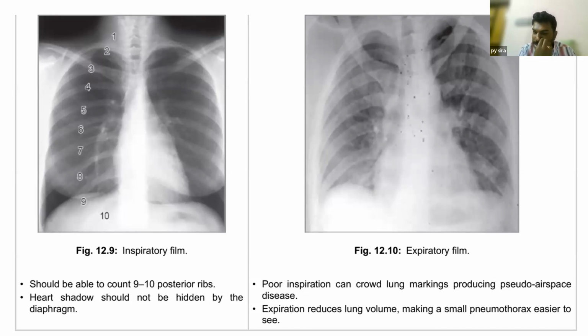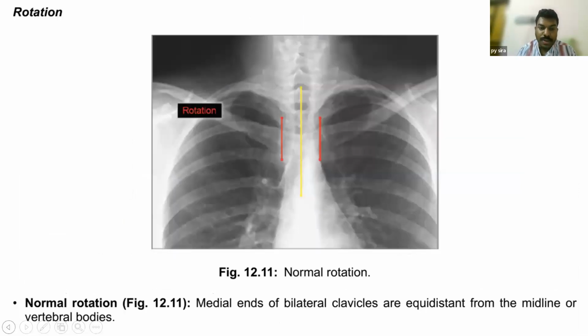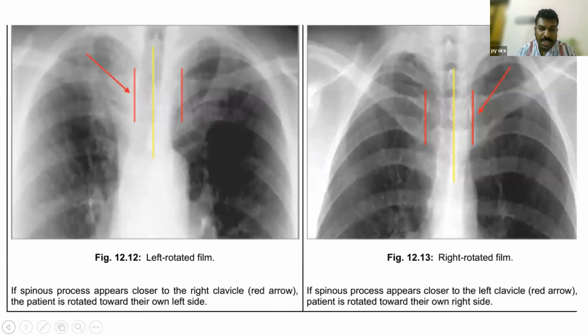Whereas in the expiratory film, you can see the crowded ribs. Crowded ribs, that is a very important thing. And an expiratory film is usually not done in all conditions except for pneumothorax. So we usually tend to do an expiratory film in pneumothorax. Then this is very important.